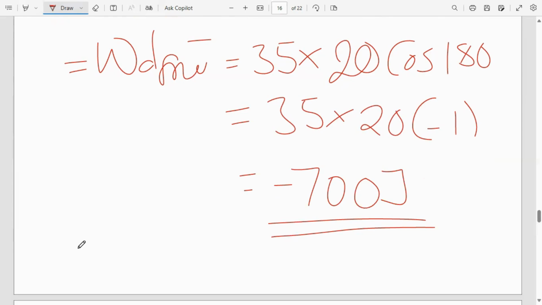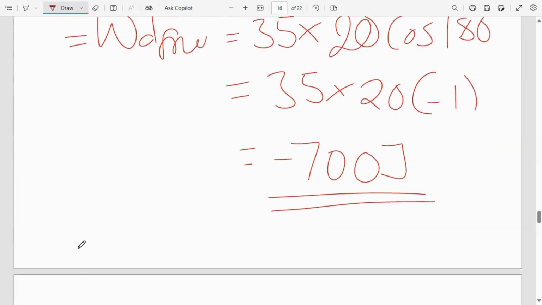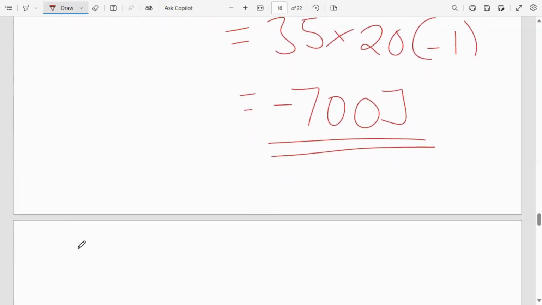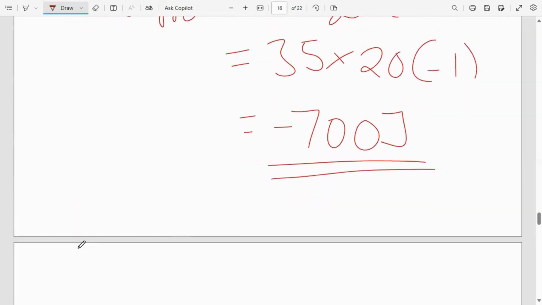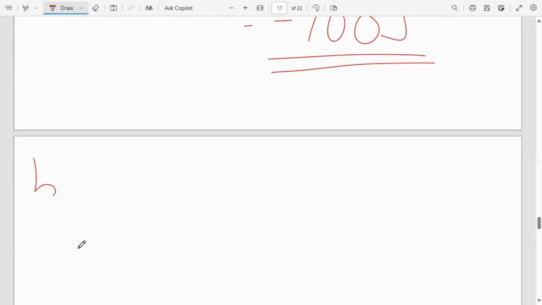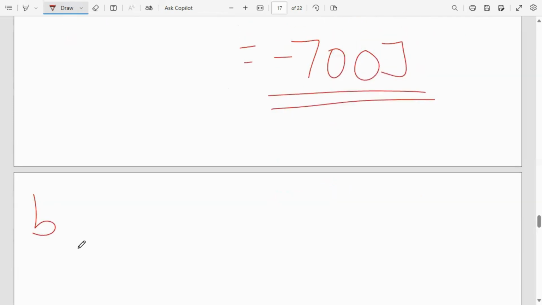So friction is negative. Why? It's because it is opposing the direction of motion. I've already talked about this multiple times: the work done by friction is always negative because it's opposing the direction of your motion, as we can see there. So that is the work done by friction on the cart. Question B is saying, what is the work done on the cart by the gravitational force?